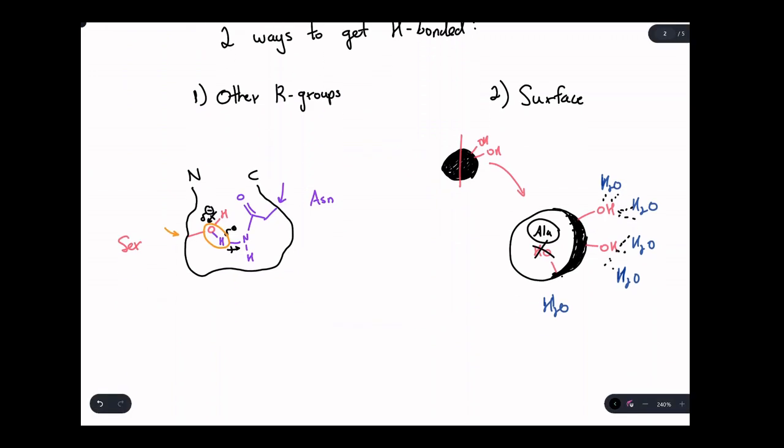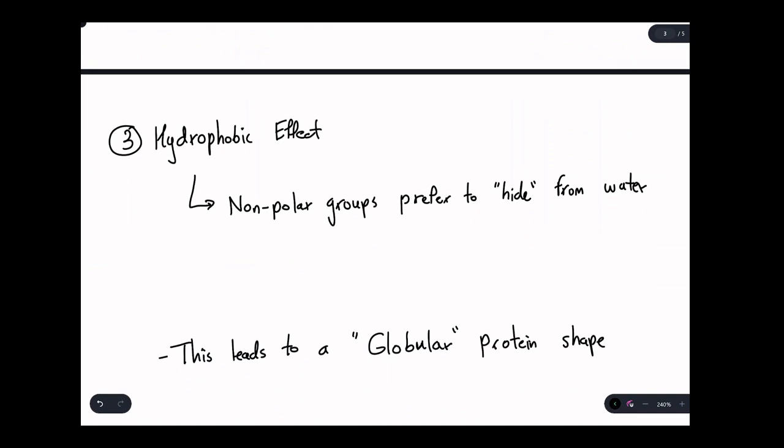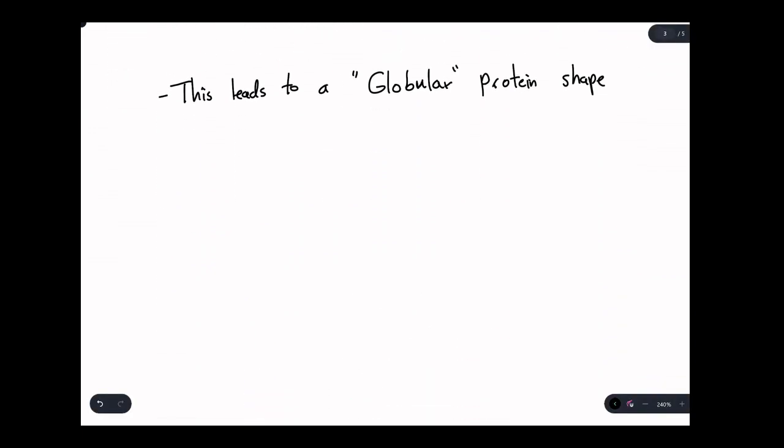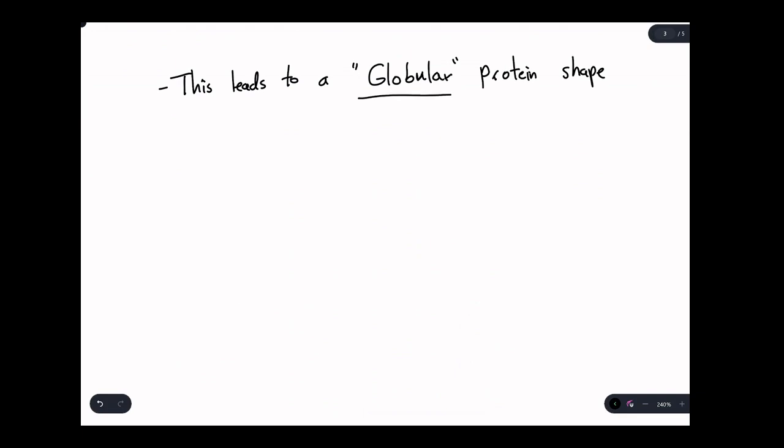So all of that together leads to something we'd call the hydrophobic effect, right? Non-polar groups prefer to hide from water. So we're thinking groups like alanine, valine, isoleucine, etc. Right, we talked about those in the previous video. I think it was video 2.3, where polar groups are going to want to actually be exposed to water. And this leads to what's, again, called a globular protein shape.